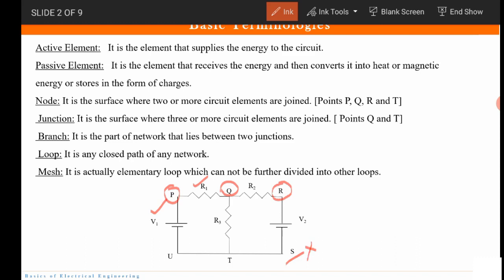Because only V2 is there. Now, but then if we talk about T, what is T? In T, R3, V1 and V2, these three are joined. Okay. So even T is a node.